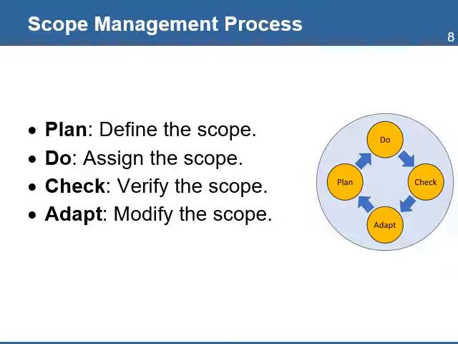The next step is to do, which is the assignment of the scope of work to the project staff, consultants, partners, or other groups that will do the work. Next is check, which is the verification of the scope and ensuring that all the work is done according to the specifications. And adapt, which is modifying the scope according to the approved scope changes.